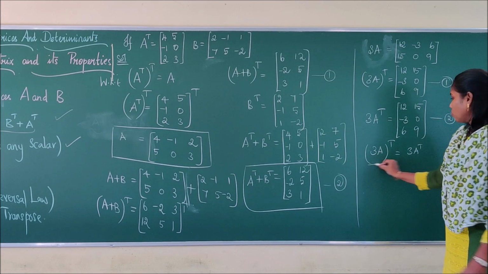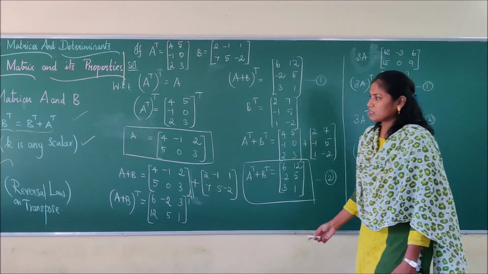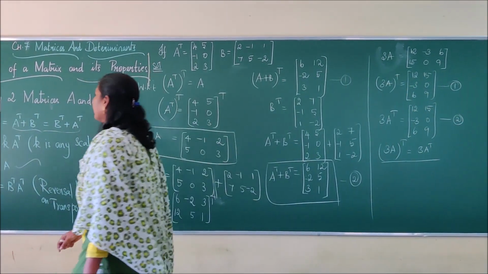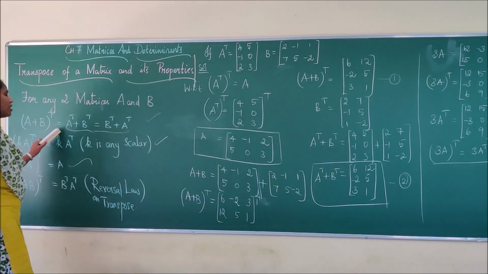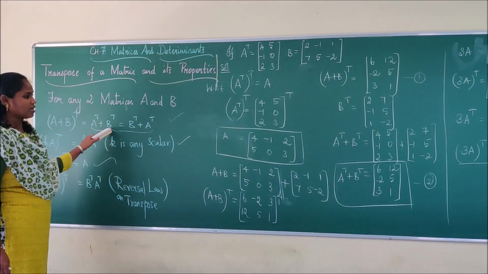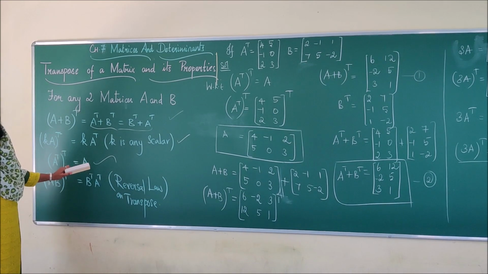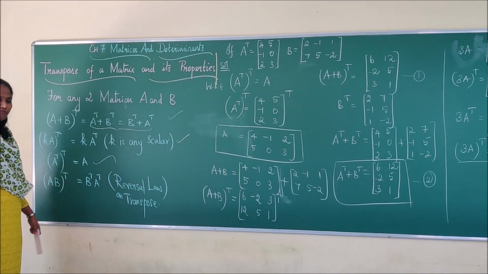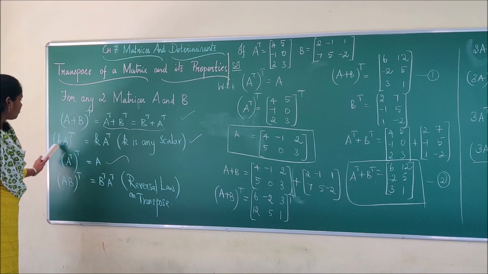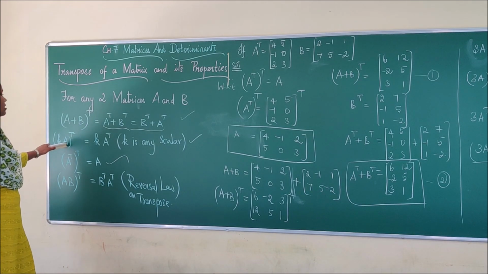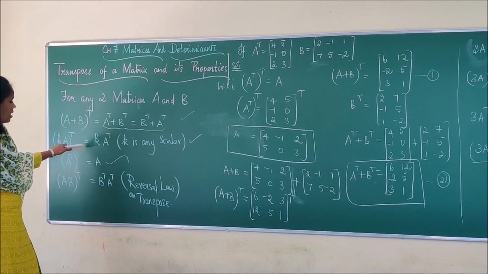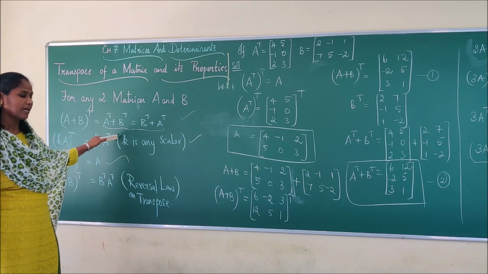So we have proved three properties. One is (A plus B) the whole transpose is equal to A transpose plus B transpose. Next is (A transpose) the whole transpose is equal to A. Using this property I have found the value of A here. And finally we have proved this also: (K into A) the whole transpose is equal to K into A transpose.